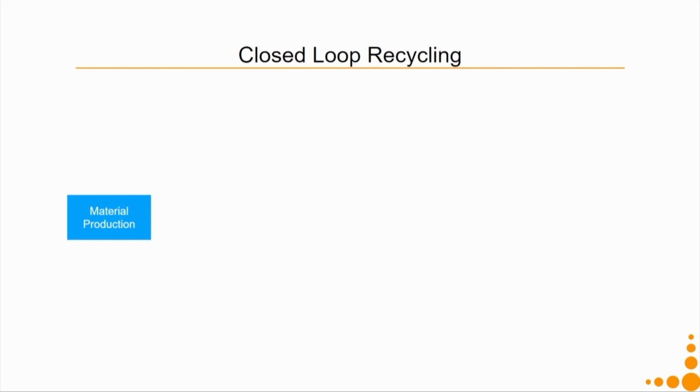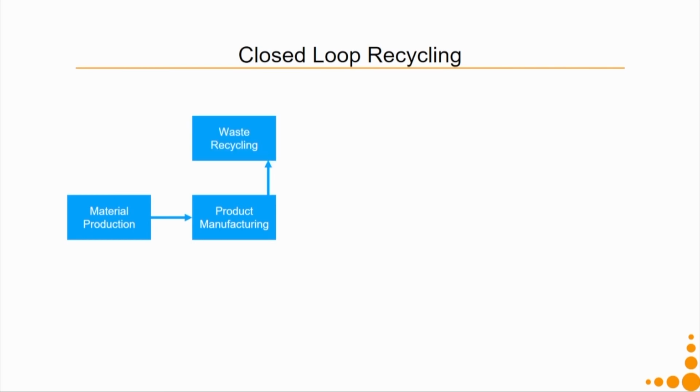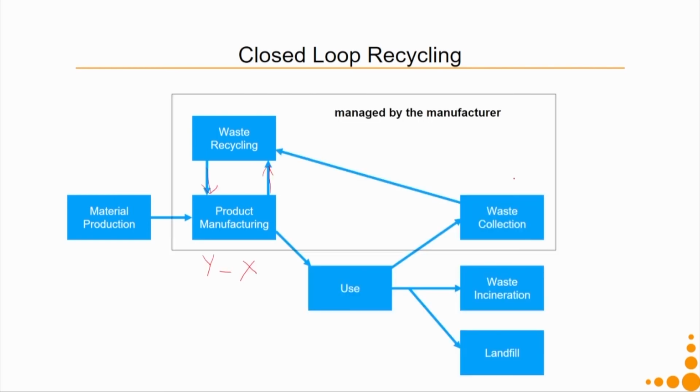So, what is a closed loop recycling? I have material production. From material production, I will go to product manufacturing. Say polypropylene as a plastic, that is the material production stage, that goes into product manufacturing. So, I make a chair out of it. As a result of this, there will be some waste which will be generated. Say some of the plastic chairs were not formed properly. It keeps on circulating inside the system. So, this is called closed loop recycling.